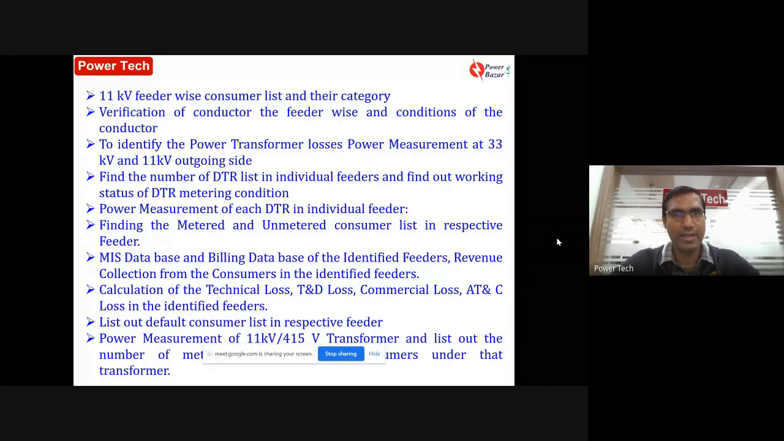Then finding the metered and unmetered consumer list in the respective feeders. And after collecting this, we calculate the technical losses, T&D losses, commercial losses, and AT&C losses for each identified feeder, and also list out the defaulter consumer list in the respective feeder.